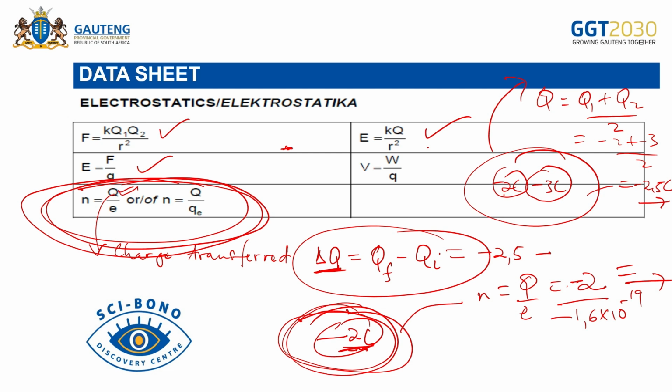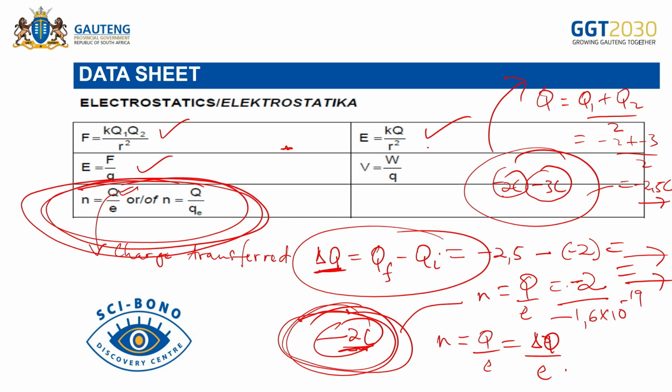You can take either negative 2 or negative 3. So I can take negative 2, and that will be the charge transferred. Then when I calculate the number of electrons, it will be N equals Q over e, which is change in Q over e. I hope what I'm doing here is making sense.